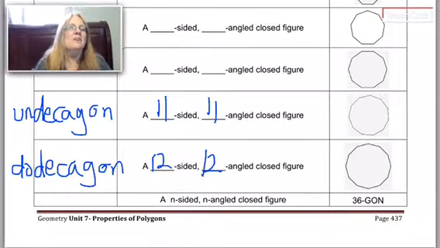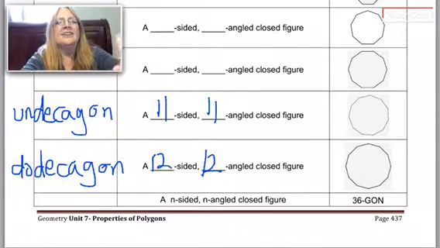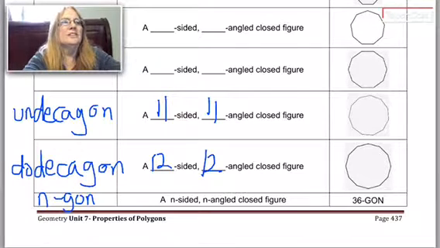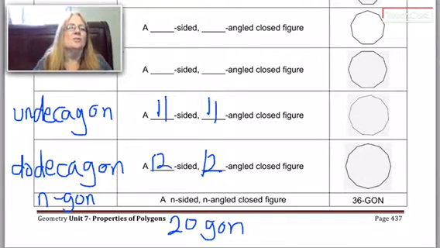Okay. Now beyond that, any polygon that has more sides than 12, you can just call an n-gon. So in other words, if it has 36 sides, it's a 36-gon. If it has 20 sides, it's a 20-gon. So you can just name it by the number of sides, anything beyond 12.